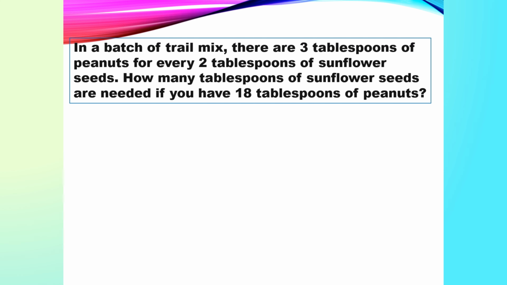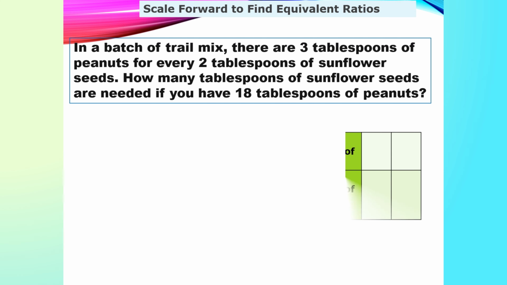In a batch of trail mix, there are 3 tablespoons of peanuts for every 2 tablespoons of sunflower seeds. How many tablespoons of sunflower seeds are needed if you have 18 tablespoons of peanuts? Let's make our table.